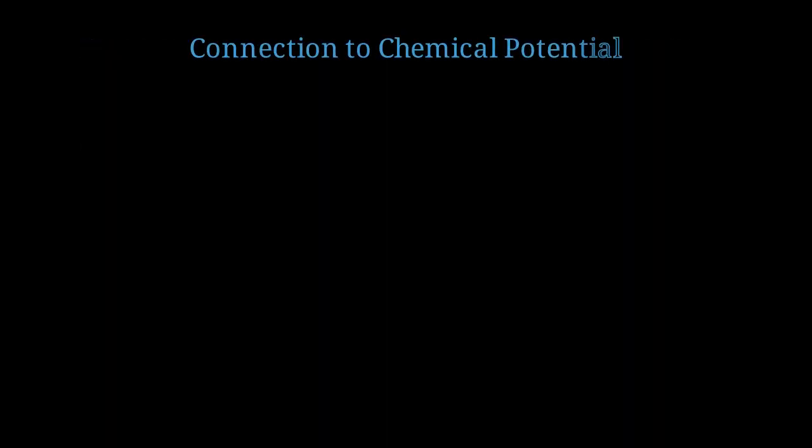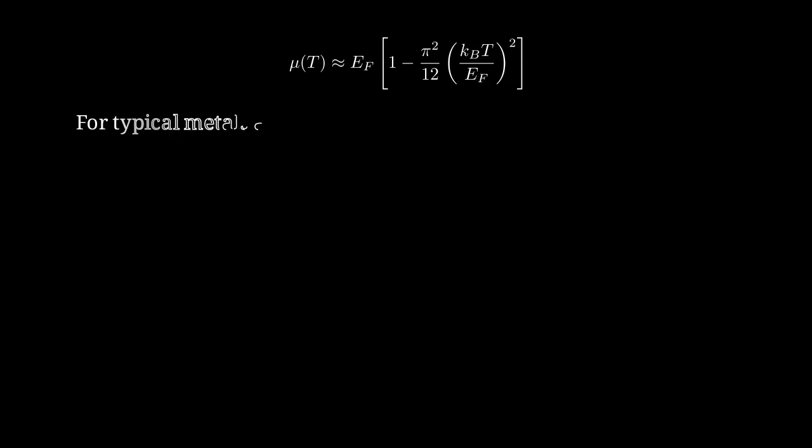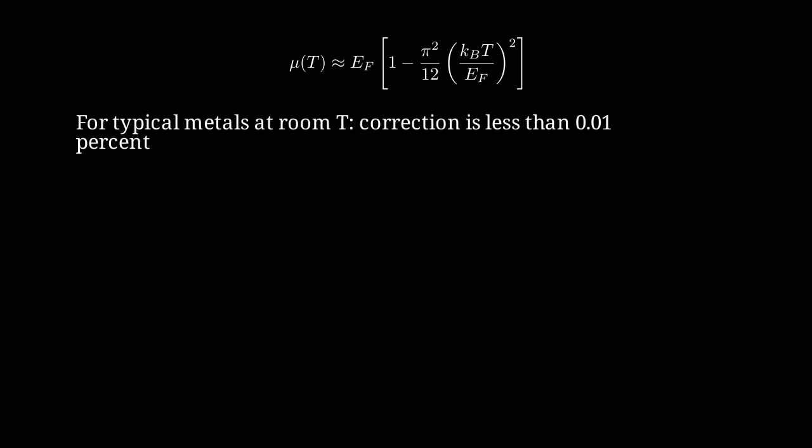The chemical potential mu in the Fermi-Dirac distribution is closely related to the Fermi energy. At zero temperature, the chemical potential equals exactly the Fermi energy. At finite temperature, mu of T approximately equals EF times 1 minus pi squared over 12 times kBT over EF, squared. Notice the small correction that depends on temperature squared. For typical metals at room temperature, this correction is less than 0.01%, so mu remains very close to EF.